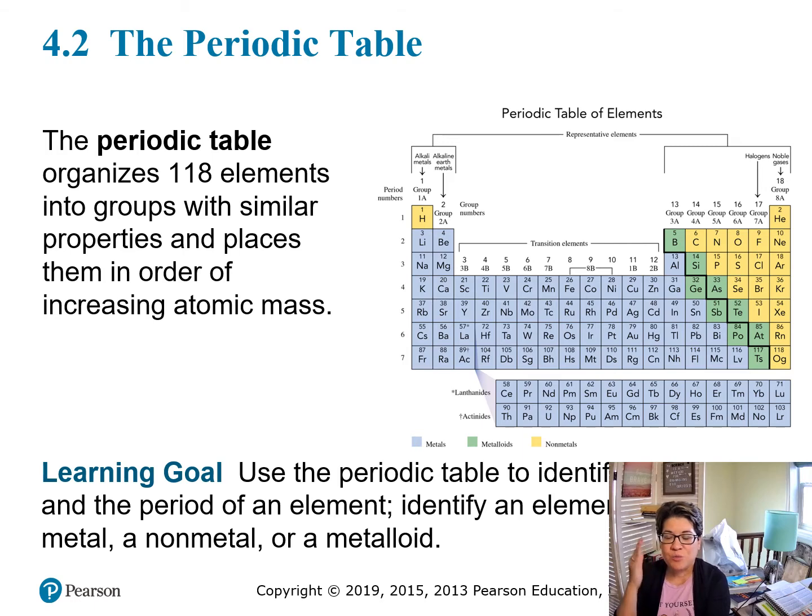Sometimes the rules don't follow their exceptions, and that's just because we're trying to fit nature into our own patterns with this table. But these are arranged by order of increasing atomic mass. So they're getting bigger as you go across. Hydrogen's the smallest, and this one down here is the biggest.